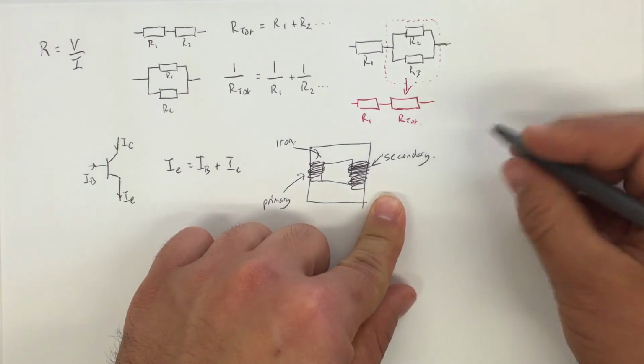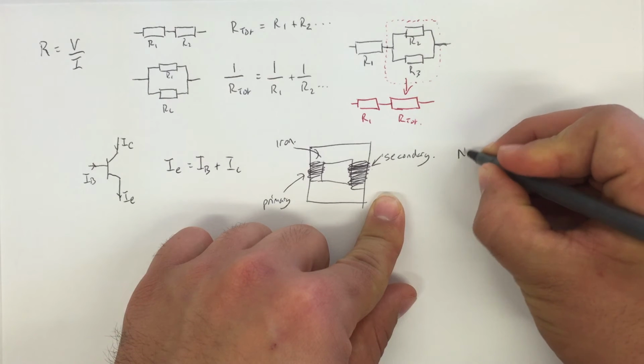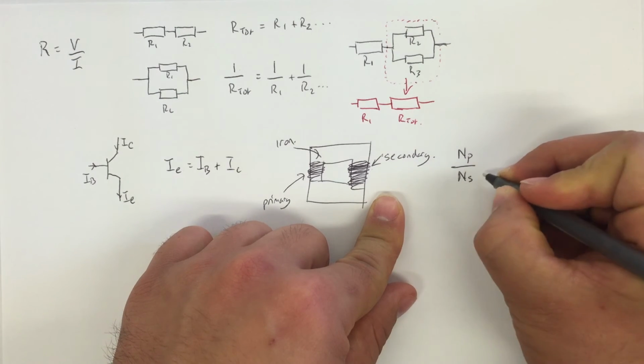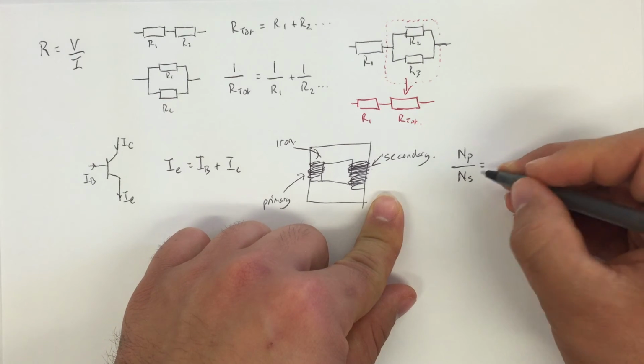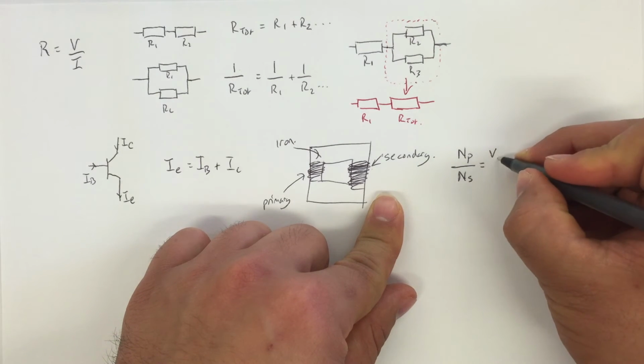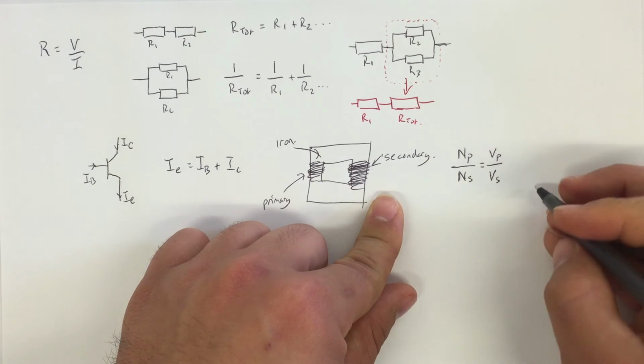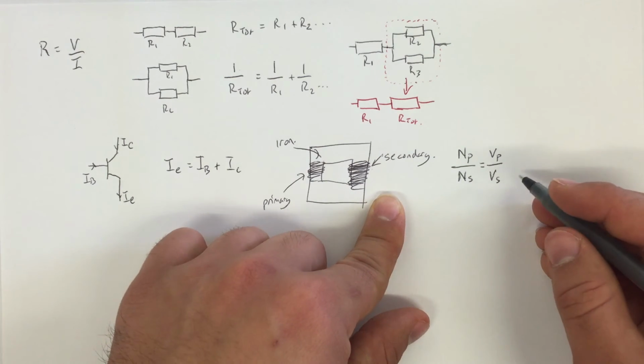So the equation is that the number of turns on the primary coil divided by the number of turns in the secondary coil, which is a ratio, is equal to the voltage on the primary coil over the voltage on the secondary coil. So that's our basic equation.